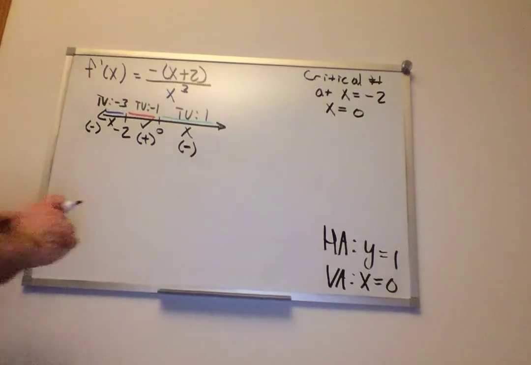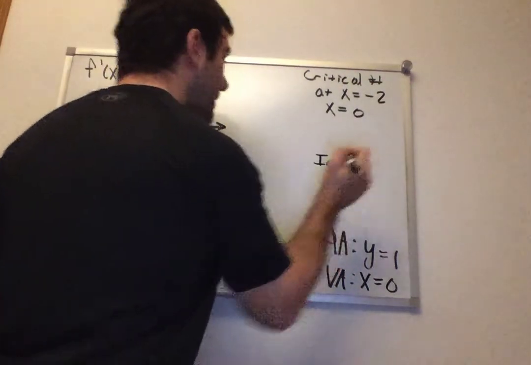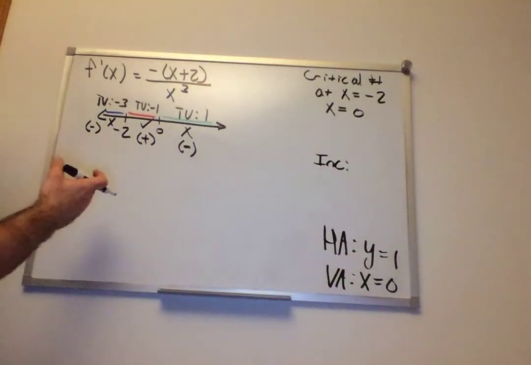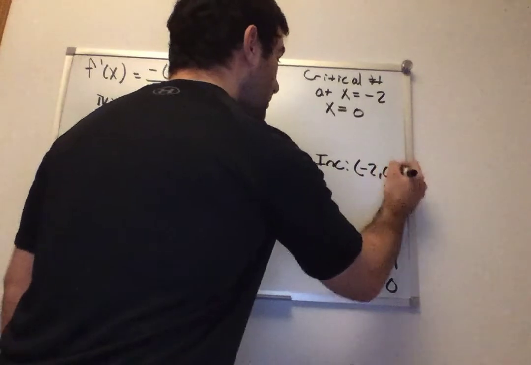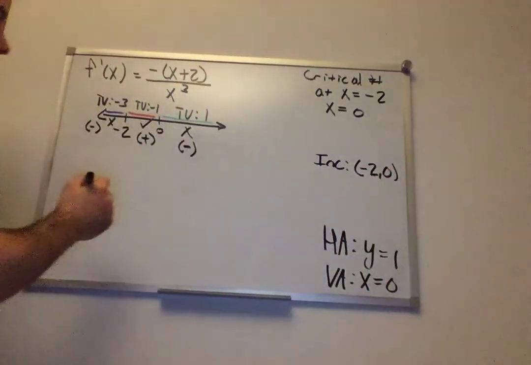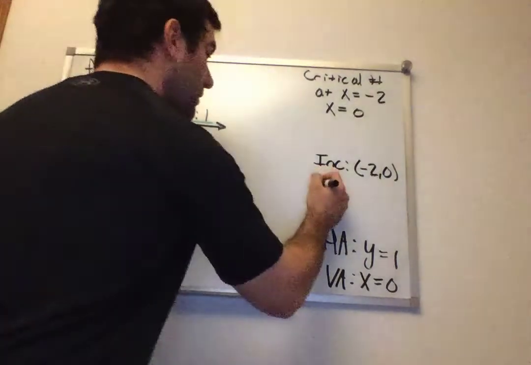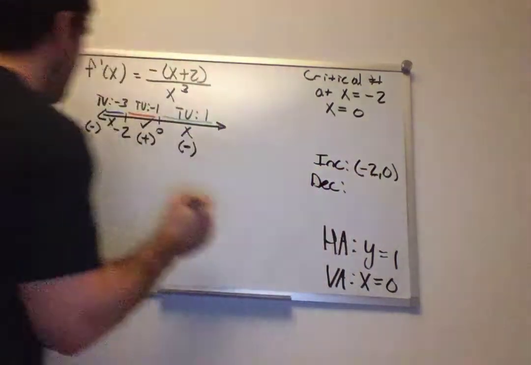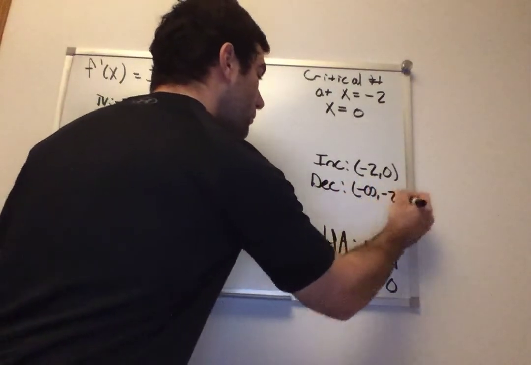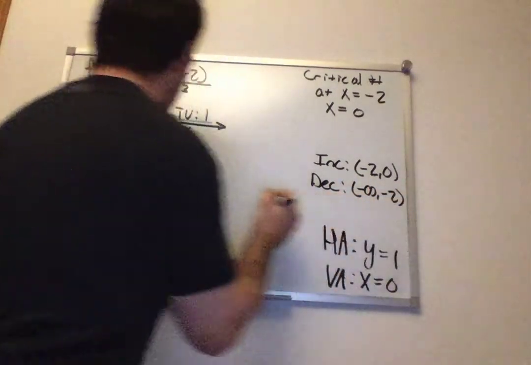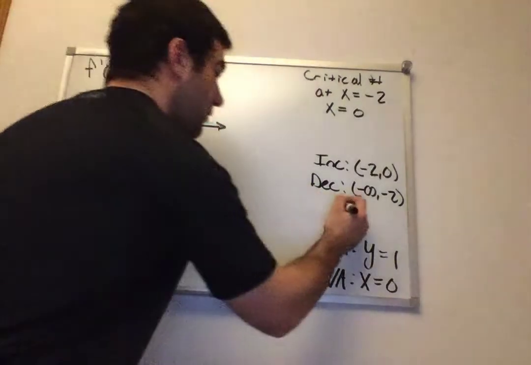Okay, so now we know that we are increasing on the intervals that worked, from -2 to 0. Let's see, we know we're decreasing from -infinity to -2. Also from 0 to infinity.